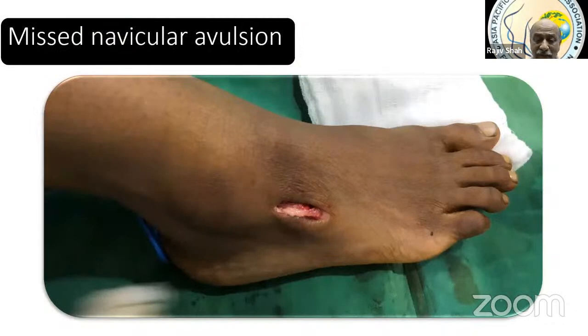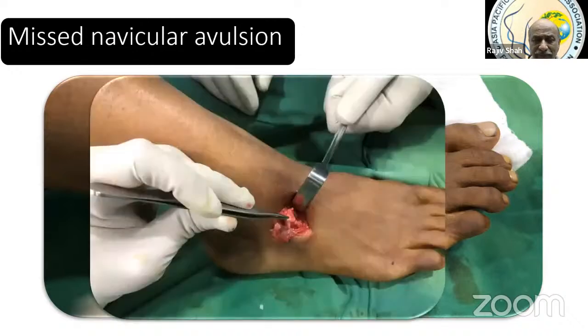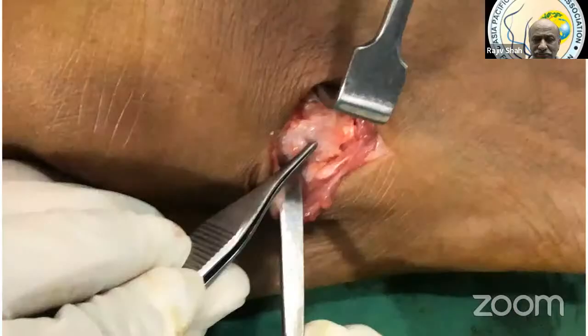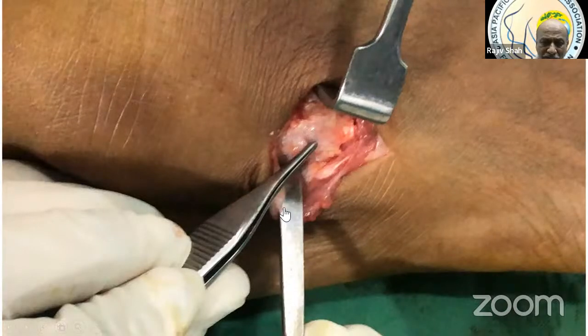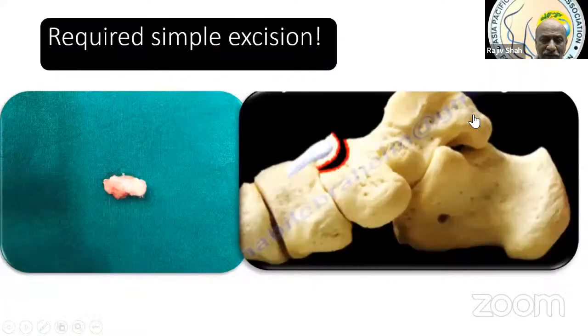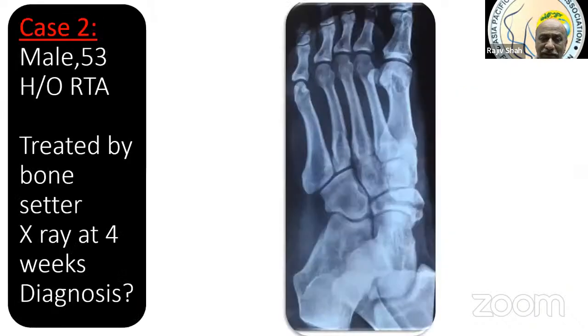Now, missed navicular avulsion. So, I think, is this a video? It's not working. So, missed navicular avulsion would require simple excision.